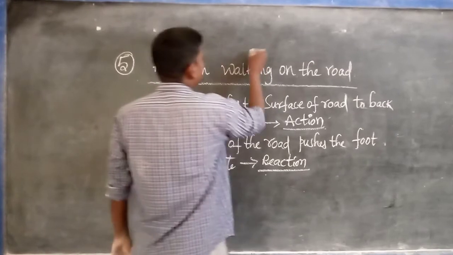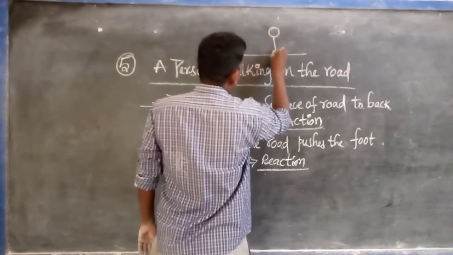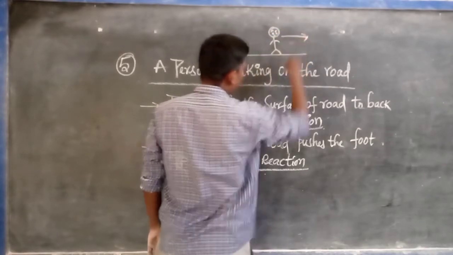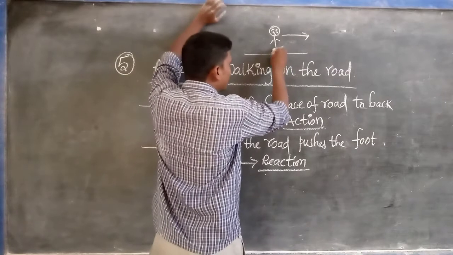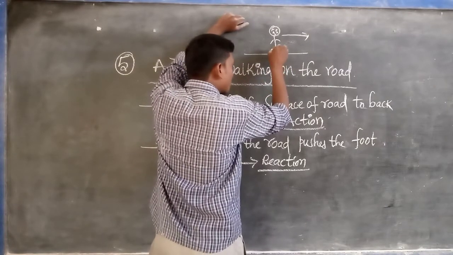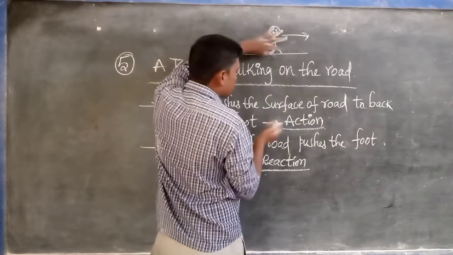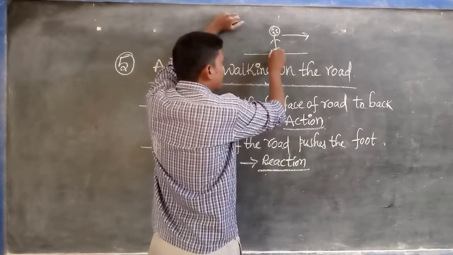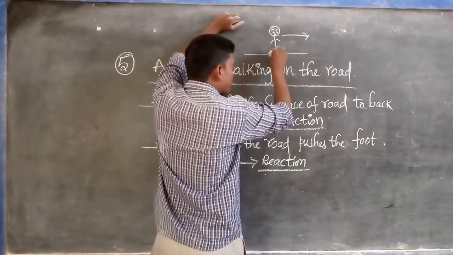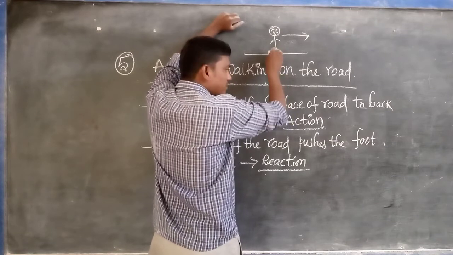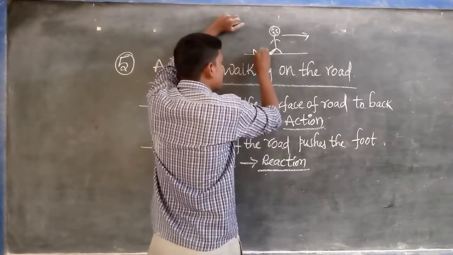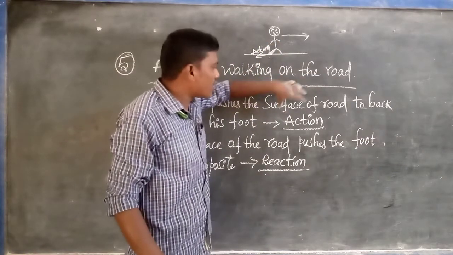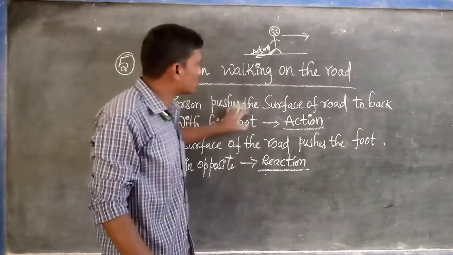So, we are observing that a person is there like this. We can say that this person is moving in the forward direction like this. When a person is moving in the forward direction with the help of his leg or foot, because the foot is in contact with the floor or the surface of the ground or road, during the motion with the help of his foot he pushes the ground to the back. That is the action. So the person pushes the surface of the road or floor to the back with his foot. That is the action.